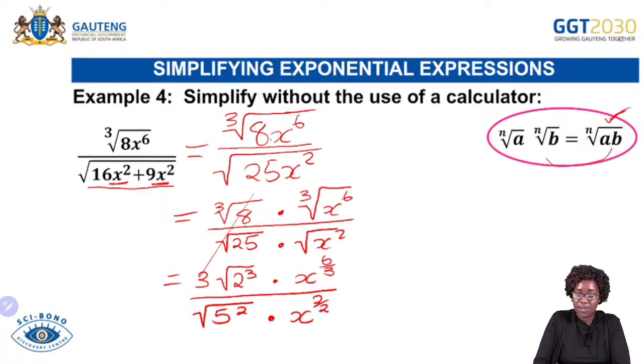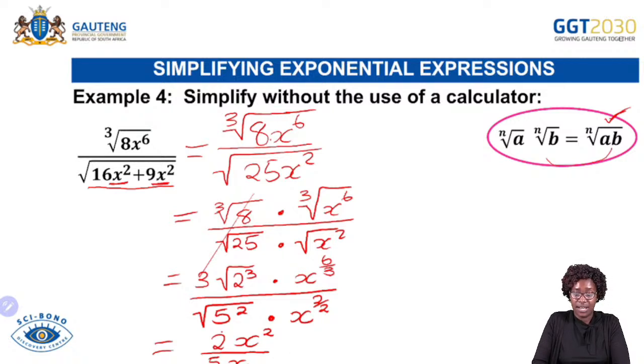Why did I decide to leave the root sign for the numbers? It is easier if I work with this because I know that this is coming from the calculator, although we said not using a calculator. Right, now when I simplify the numerator, I'm going to end up with the cube root of 8 is 2. Then this is multiplied by x. 6 divided by 3 is 2. And in the denominator, I'm going to have 5. And then 2 divided by 2 there gives us just 1. So my answer there is 2x squared divided by 5x.